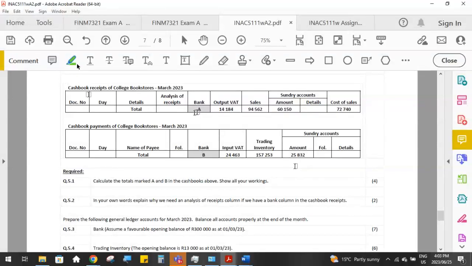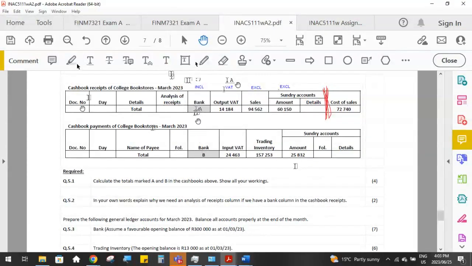So let's have a look at this, cash book receipts. Remember, I've always told you that the main column of your cash book always includes VAT. So the VAT plus the expense amount, or the VAT plus the excluding amount, will equal that main column. Sundry accounts will also be an excluding VAT amount. And then remember, your cost of sales is completely separate from your actual cash book receipts.